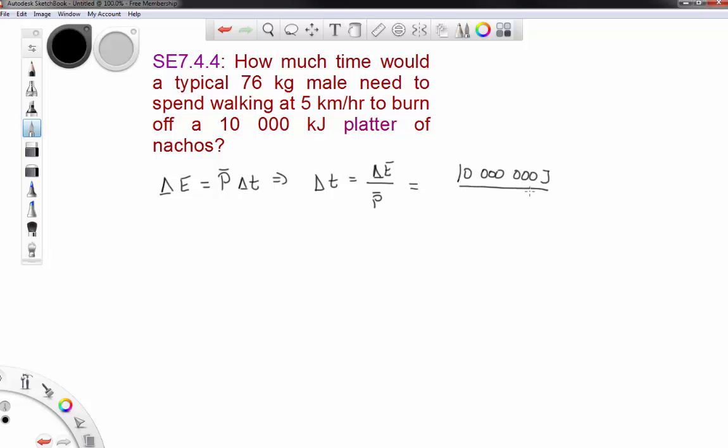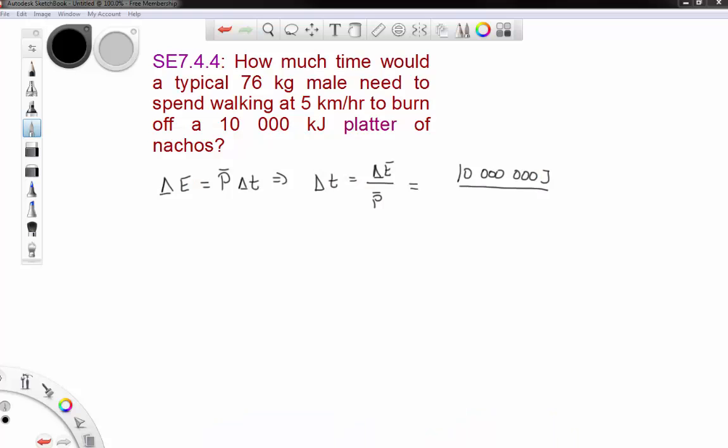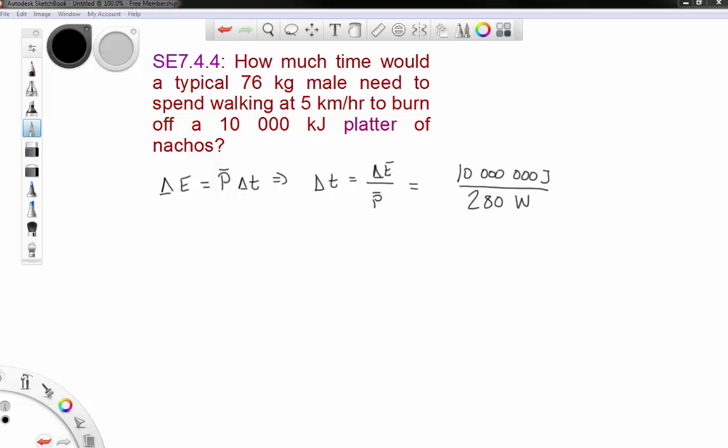And now we need to get the power, which we get off of this table from our notes. So walking at 5 kilometers per hour looks like it does 280 watts. So if we walked, you'd get 280 watts of power use. So divide out the 280 watts. So calculator, please. That's 10 million. There's three zeros, there's three zeros, there's the two zeros. Divide that by 280, and this gives us 35,714 seconds.